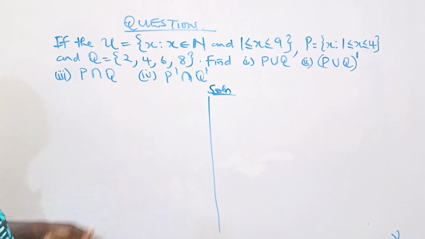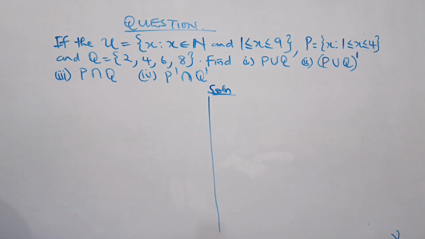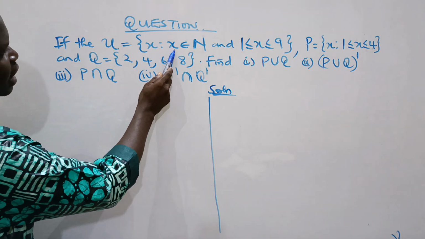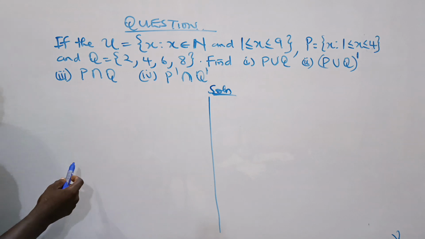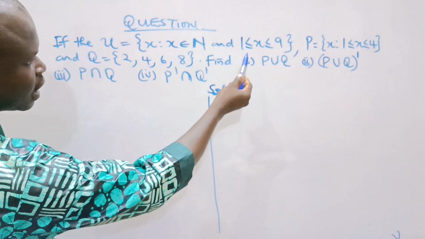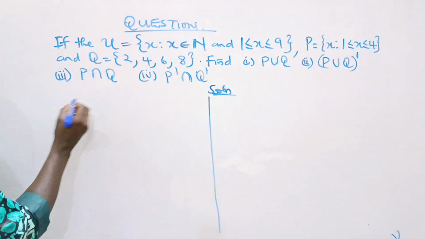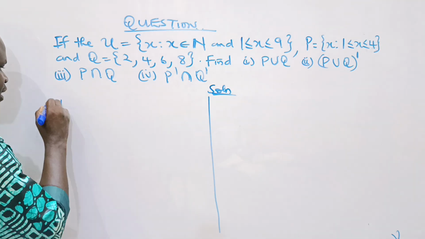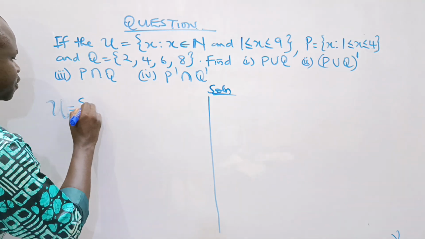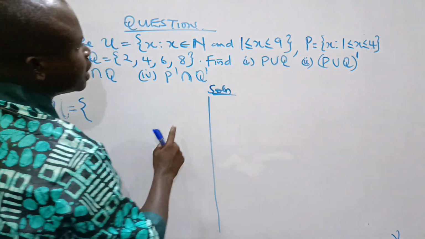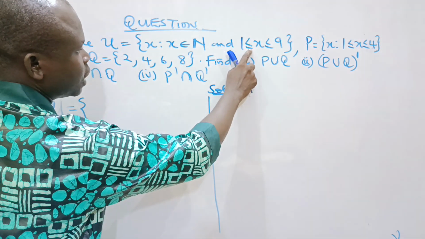I want us to consider this question on set. If the universal set is given as x such that x belongs to the natural numbers, that is, x starts from 1 up to infinity, and 1 is less than or equal to x and x is less than or equal to 9, that simply means that the universal set is given as 1 ≤ x ≤ 9. It simply means that 1 will be included.